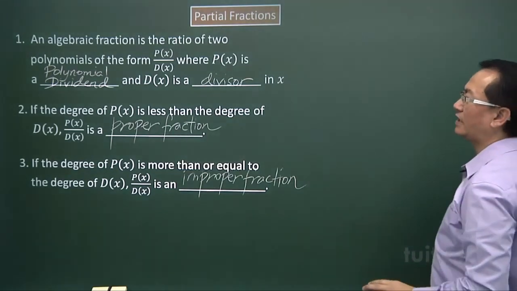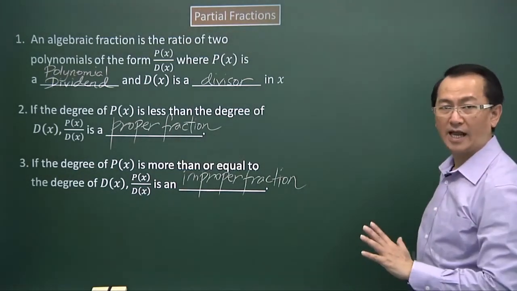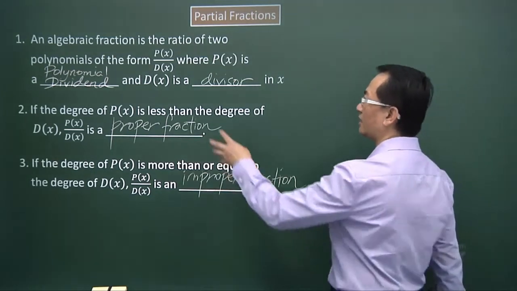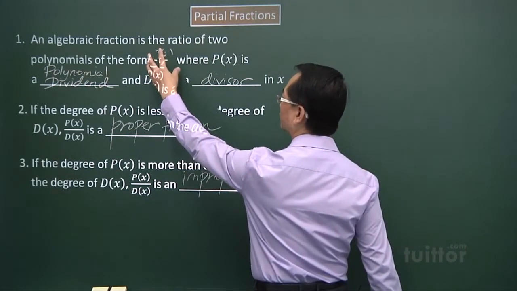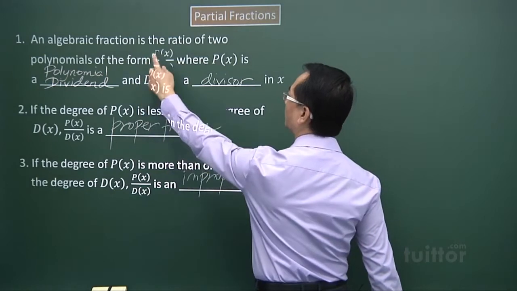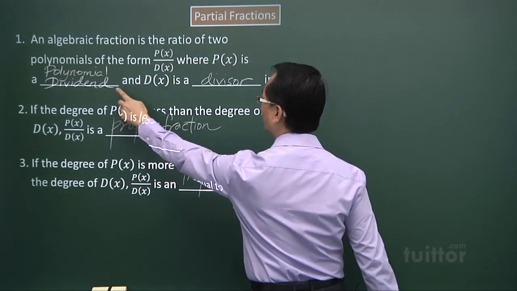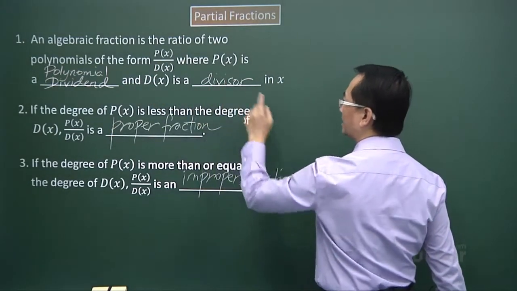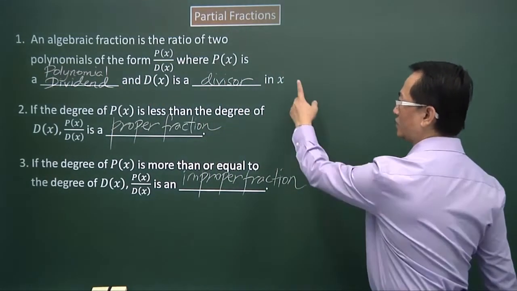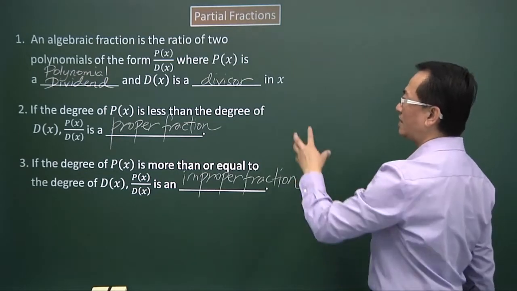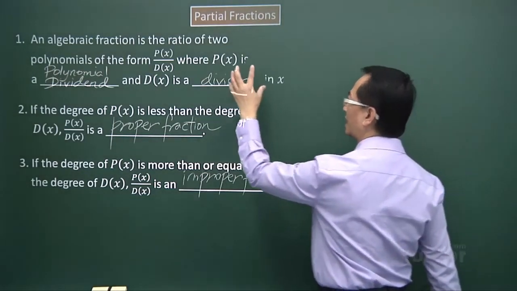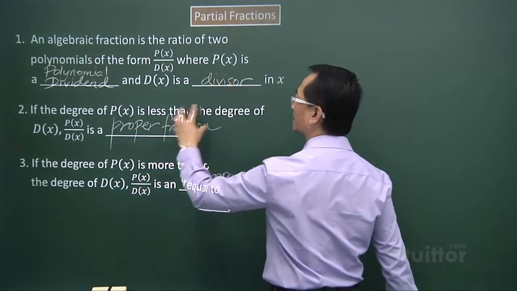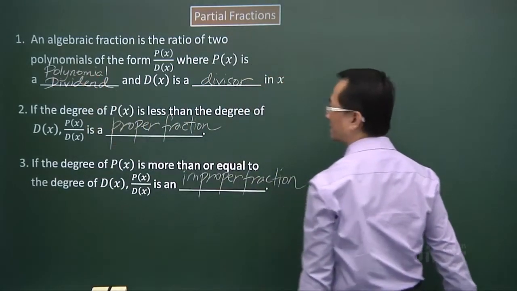So a few things to note, and we'll be using this representation throughout this video. P(x) is the polynomial dividend and D(x) is the divisor in x. What it means is that this expression is in terms of x and that expression is also in terms of x.